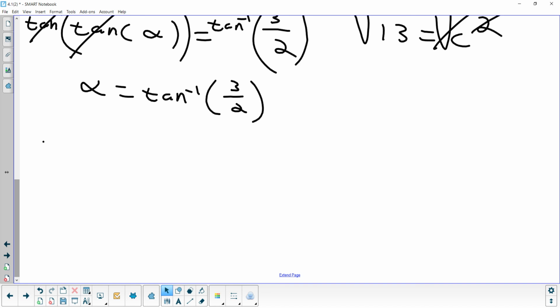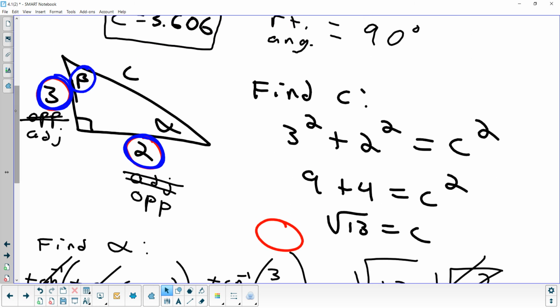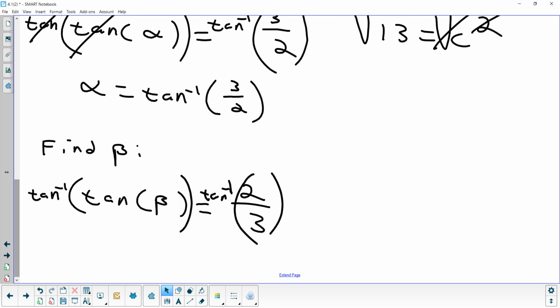So let's set it up. So I'm going to find beta. And it's tangent of my angle equals. And what's going to go on the other side this time? Okay? 2 over 3. Opposite over adjacent. And you're going to solve this exactly the way you solved the one up above. There is no multiplying that's happening anywhere in this problem. Take the inverse tangent of both sides. And there's my answer. Inverse tangent of 2/3.